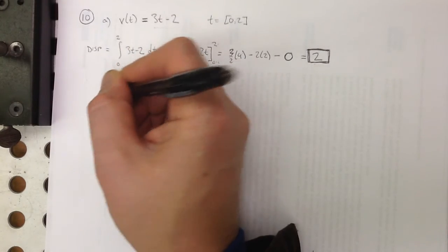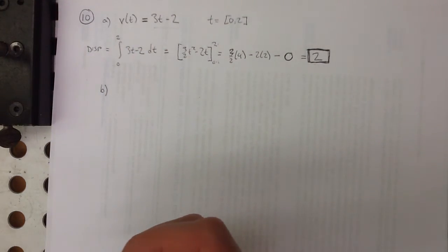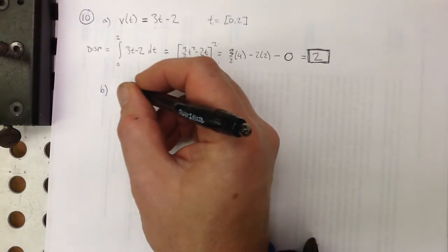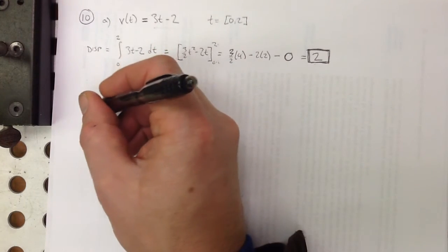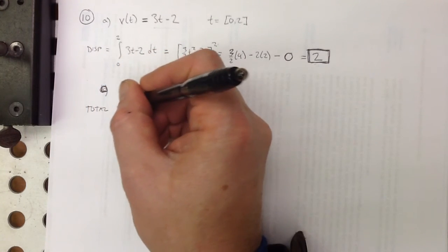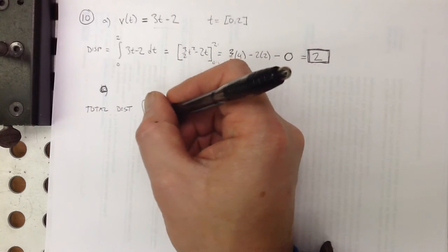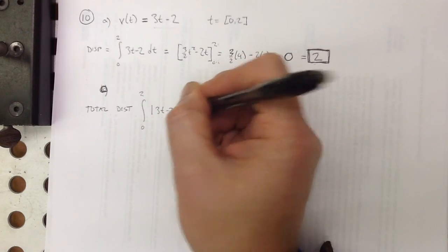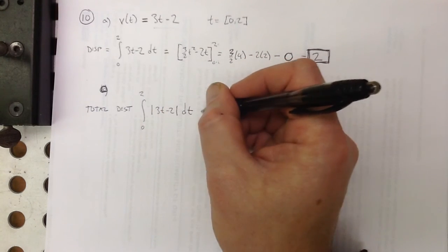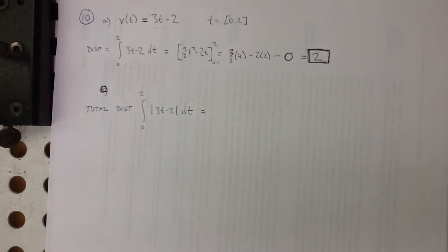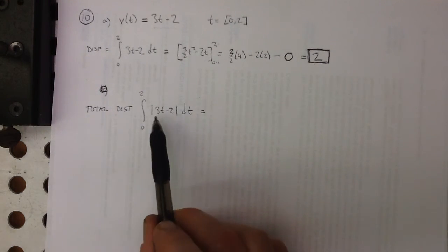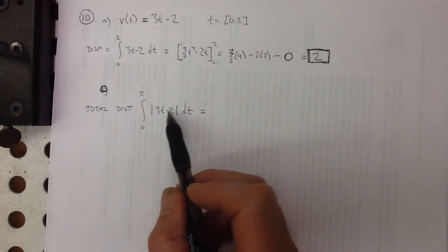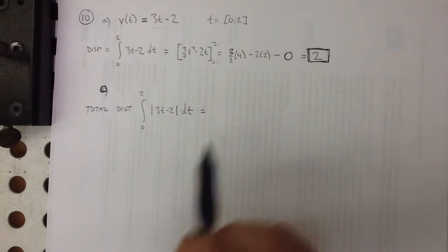In part B, the continuation of part A, they want the total distance traveled. Total distance. And to do that, we have to do 0 to 2, the absolute value of the velocity function. And this isn't a really super hard one. You can see that 2/3 would be the t-value where it goes from negative to positive. You could make it piecewise and break it up into 2 integrals.